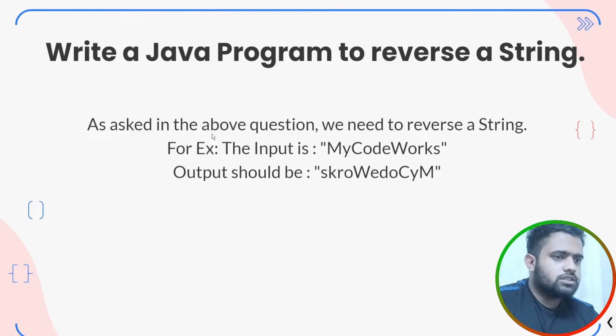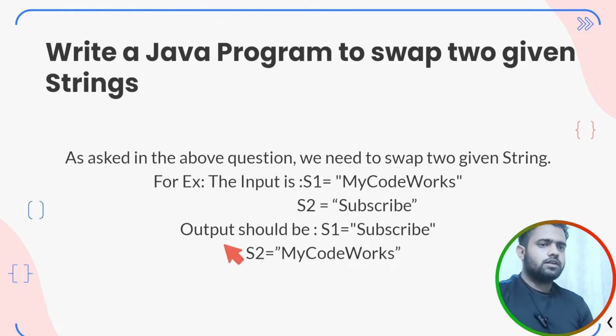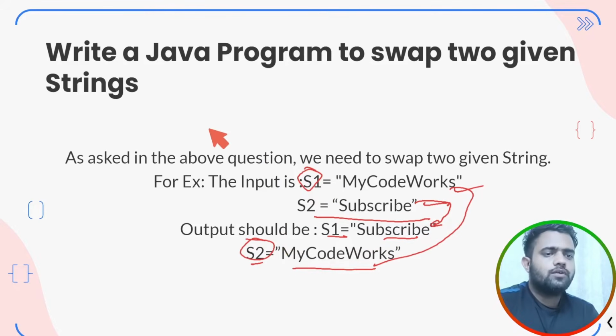Okay, so this question has been done properly and we are getting the expected output. Let's move to the next question. The next question is: write a Java program to swap two given strings. So you are given two strings. Suppose one is MyCodeWorks and another one is subscribe, right? At last, when we print, s1 should contain subscribe and s2 should contain MyCodeWorks, because earlier MyCodeWorks was assigned to s1, now it should be assigned to s2. So you are given two strings, and we have to swap them with each other.